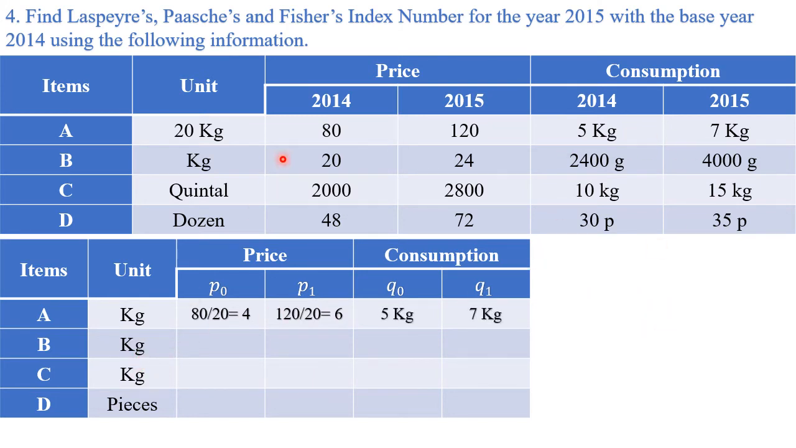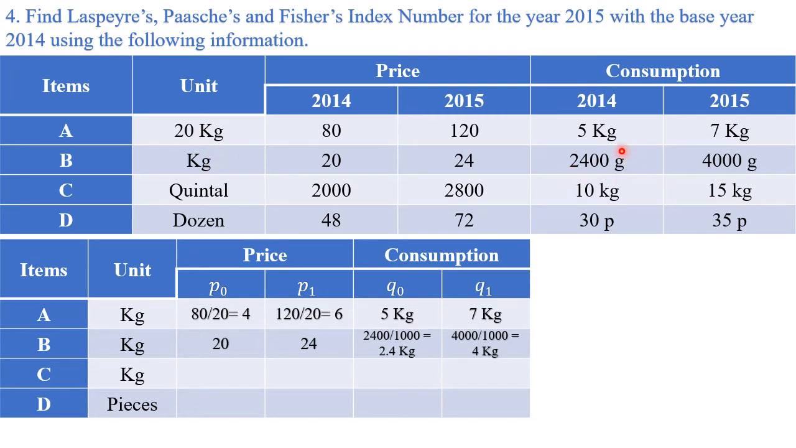Next, kg. The price I am not going to convert here because the unit has not been converted, but the consumption is converted. So 2400 grams divided by 1000 grams, that is 2.4 kg. 4000 grams divided by 1000 grams, that is 4 kg. So I am converting this consumption according to kg. What we need to remember is that the unit signs should be the same. First thing, this should not be 20 kg, this should be 1 kg, and kg should match.